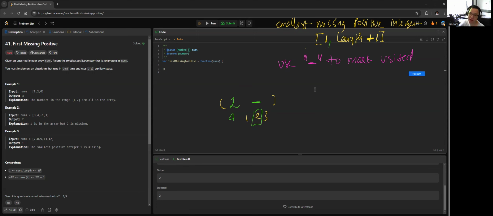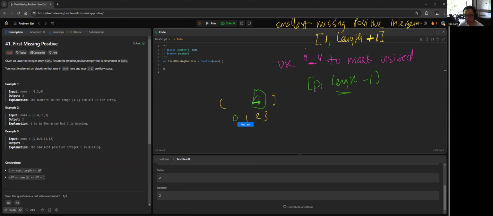But what if we have a negative number, or a number that is equal to the length? Because we only have the index from 0 to length minus 1. What if the number is negative or equal to the length? If it is 4, for example, and we are at index 2, we read this is number 4. We have to go to index 4 to set the value at index 4 to be negative, but we don't have index 4.